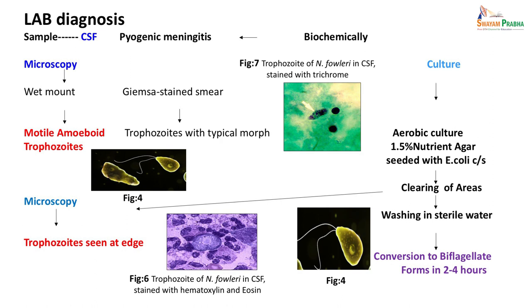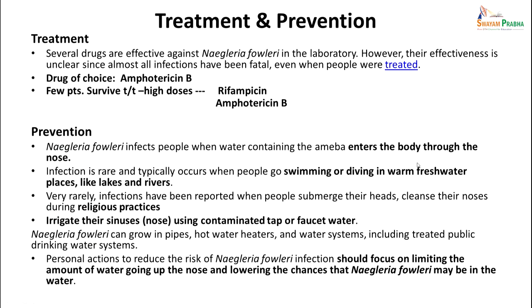You can also do culture, grown in an aerobic culture. What is done is that a 1.5% nutrient agar plate is taken and seeded with Escherichia coli culture, and it is grown. On that, if you seed the sample which contains the organism, next day when you come you will see clearing of areas, that is, it eats away the E. coli colonies. If you do microscopy of these areas, you will see trophozoites. You can also wash it in sterile water and you can see conversion to biflagellate forms from this clearing area, and this is definitely diagnostic or proves the presence of the disease.